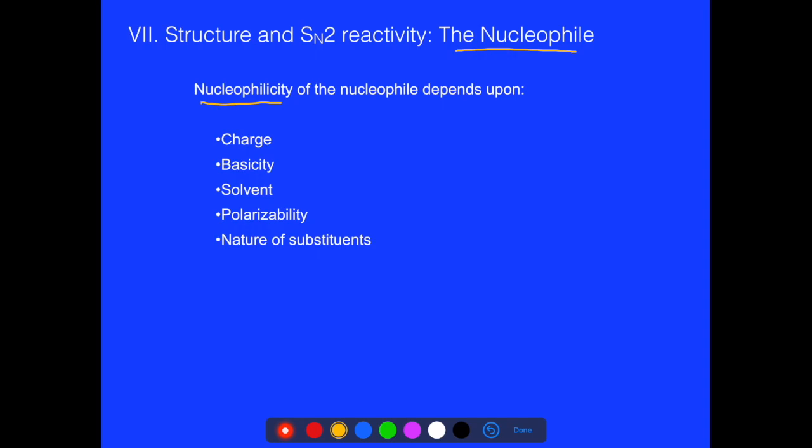That depends on a couple of things. One is charge, whether it's charged or not. Typically a negative charge makes it a better nucleophile than something neutral. Another is how good of a base it is. Another is the solvent, how well the solvent traps the nucleophile. Size often relates to polarizability, how much the electrons can be polarized. And finally, the nature of the substituents, that is the R groups coming off the central carbon, and how branched it is.